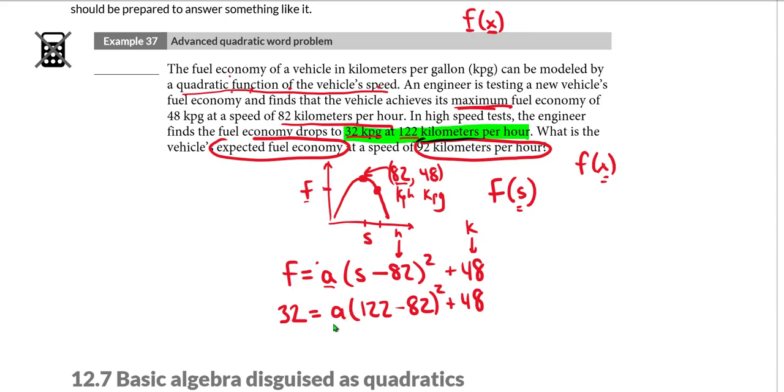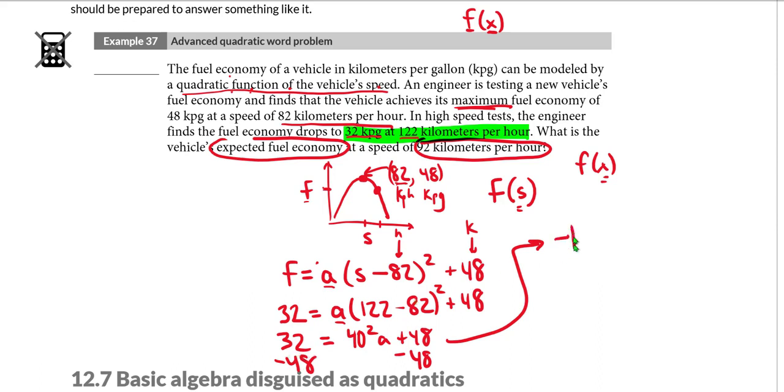Now I have everything in numeric form except for that a, which means I can now solve for my a. So I've got 32 equals 122 minus 82. I cannot use a calculator here, so I'm going to do that in my head. That's 40 squared times the a plus the 48. I'm going to subtract the 48 from both sides. 48 minus 32 is 16, so this has got to be negative 16, and that is going to equal 40 squared, which is 1600. That's 4 times 4, which is 16, and add in the 2 zeros, so that's 1600.